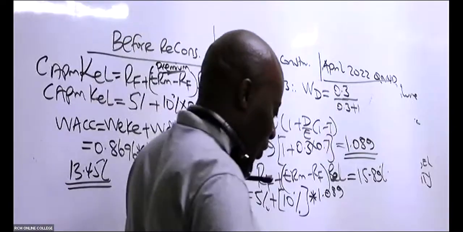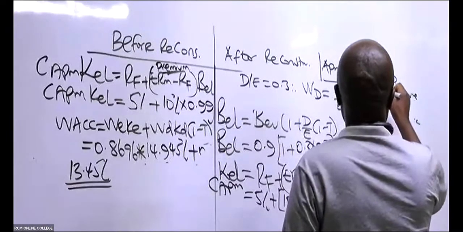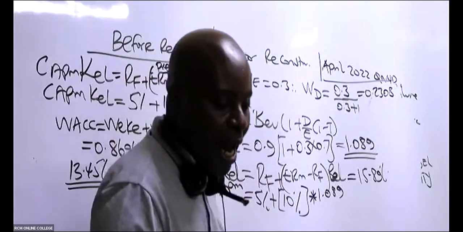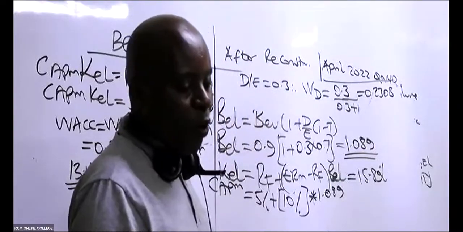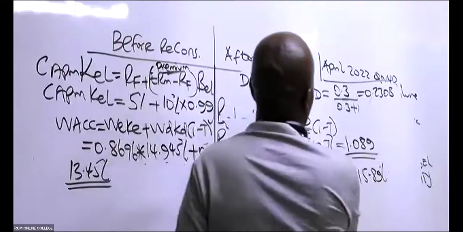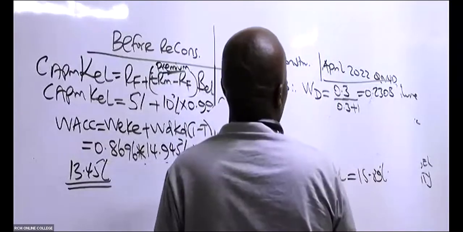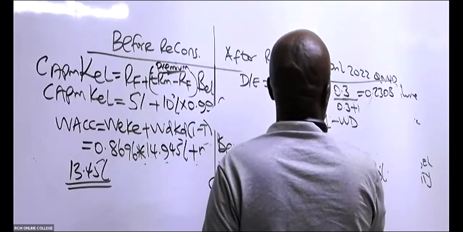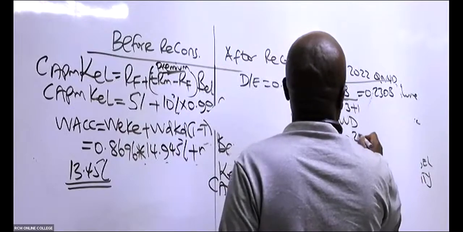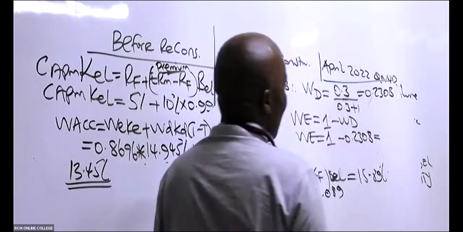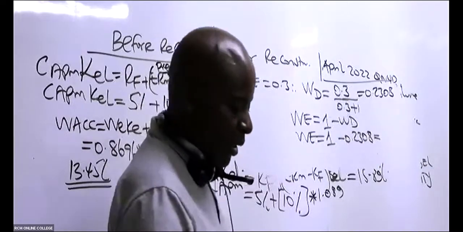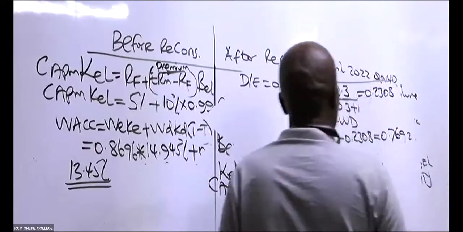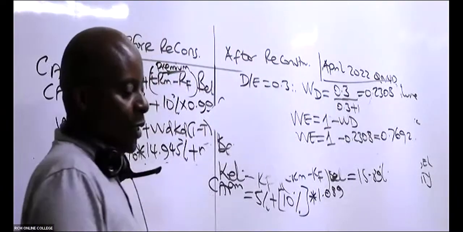0.2308. Now, once I get this, ladies and gentlemen, I will comfortably give you guys weight of equity, isn't it? So the weight of equity will be 1 minus the weight of debt. So the weight of equity will be 1 minus 0.2308, which will end up giving me 0.7692.